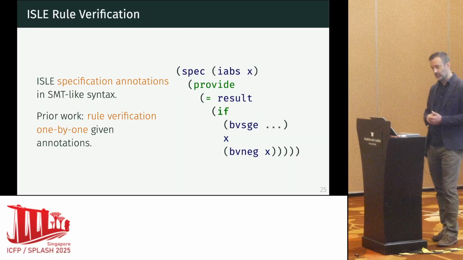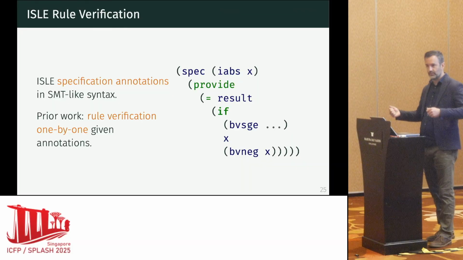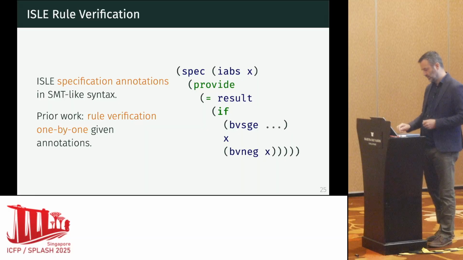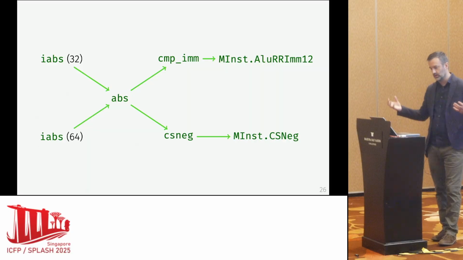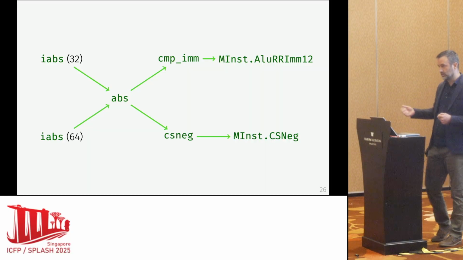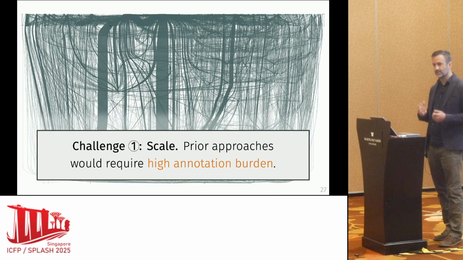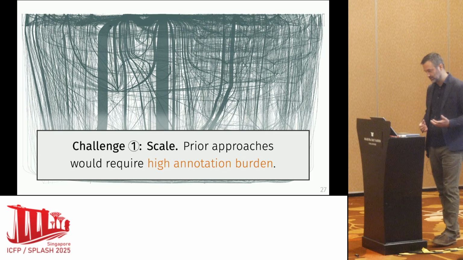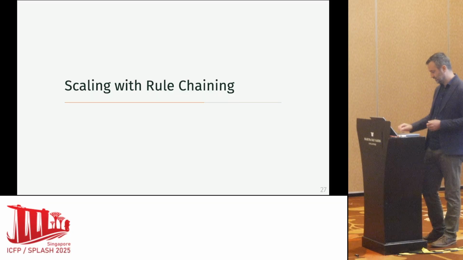And as I said, prior work introduced a specification syntax that allows developers to define the behavior of each of these nodes and verify that the edges preserve behavior. So we could take that approach here, right? We could verify all the edges by specifying the behaviors of all the nodes. But that brings us back to our challenge of scaling to the full instruction selector. And that's the motivation for our rule chaining technique.